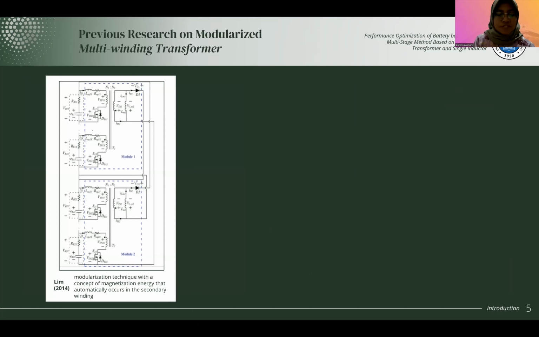As I previously mentioned, the limitation of the multi-winding transformer led to previous research on how to modularize the multi-winding transformer. The first research was done by Lim in 2014, and the modularization technique was introduced with the concept of magnetization energy, so that the current would automatically flow from module 1 to module 2. But the drawback is that there are no complementary components, so the current would be uncontrollable.